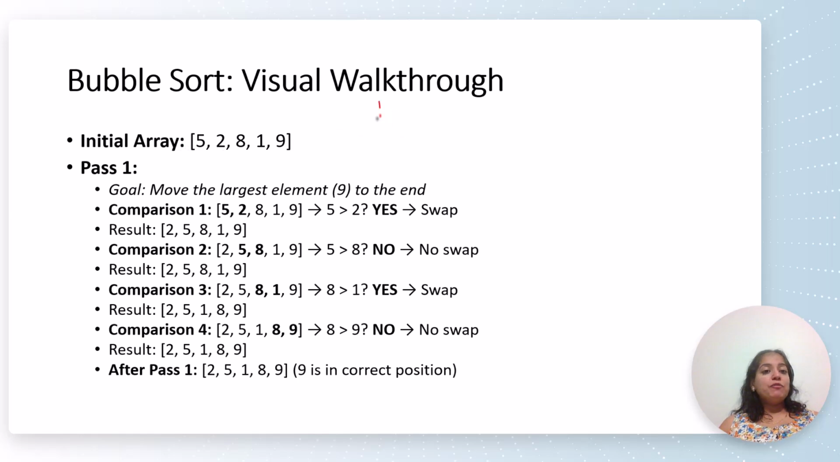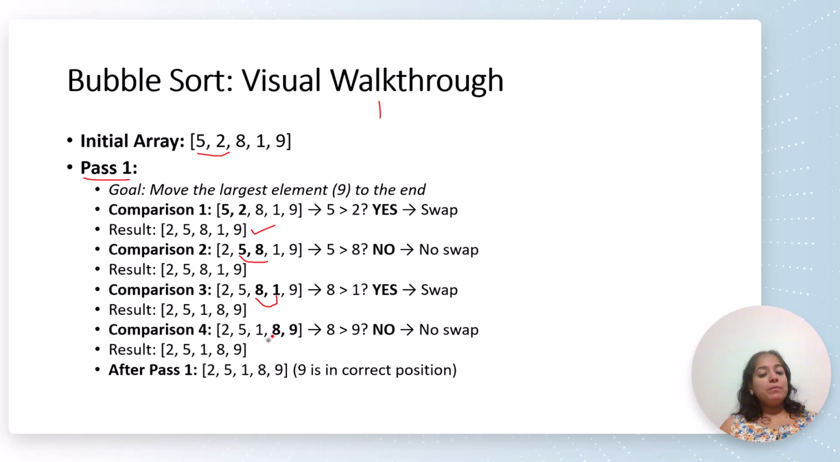First of all, in pass 1, we will compare elements 5 and 2. These are not in correct order, so we will swap them. After comparison, your result will be 2 5 8 1 9. Then we compare 5 and 8, the next two adjacent elements. These are in correct order, so no swapping takes place. Then we compare the next two elements, which are 8 and 1. Again, these are not in correct order, so swapping happens and the array becomes 2 5 1 8 9.